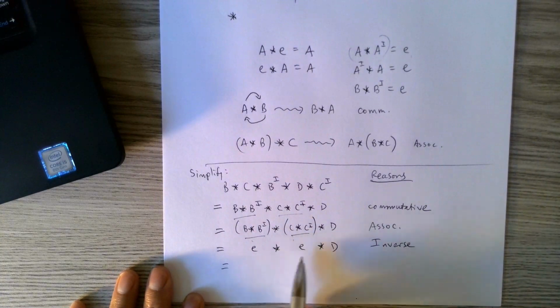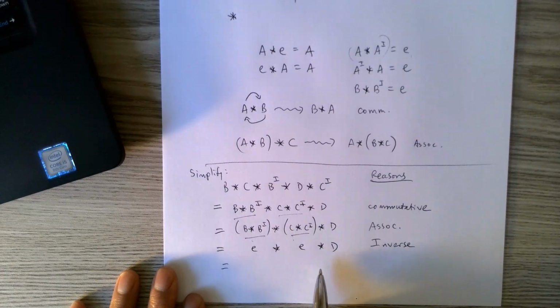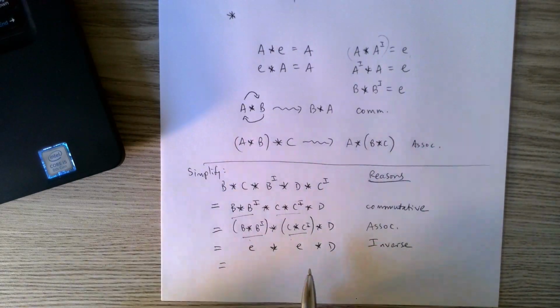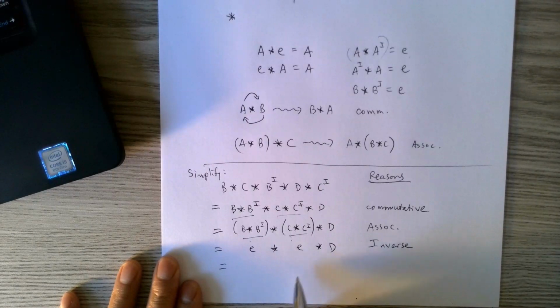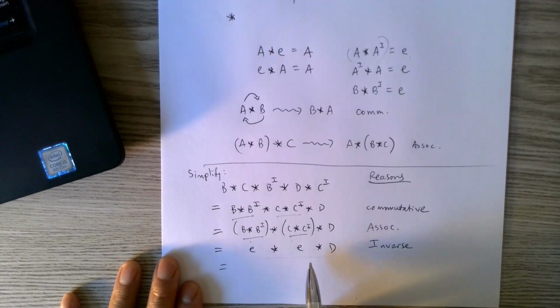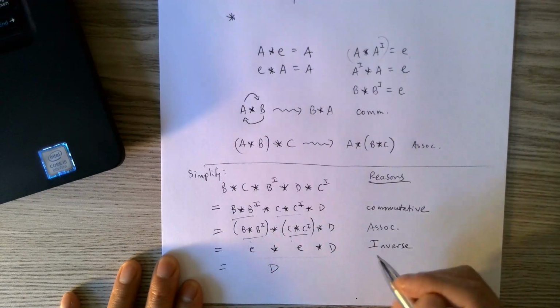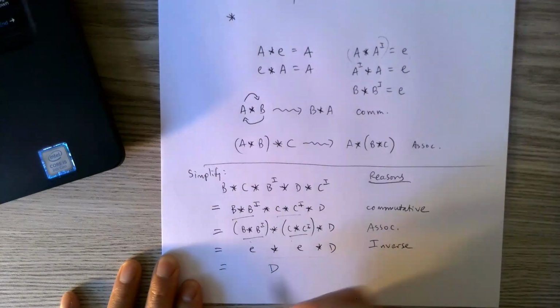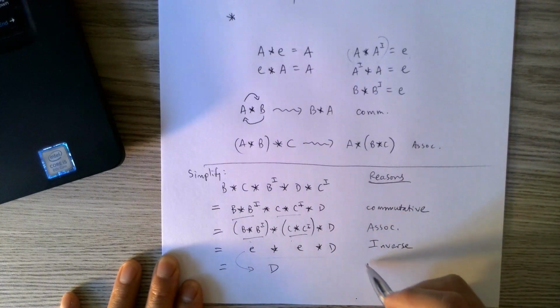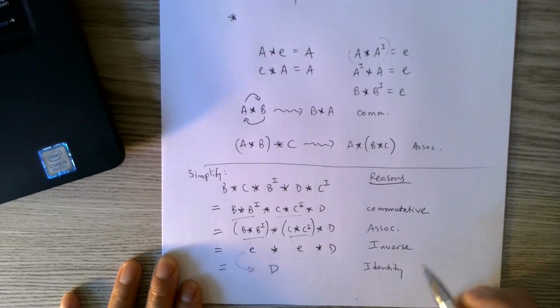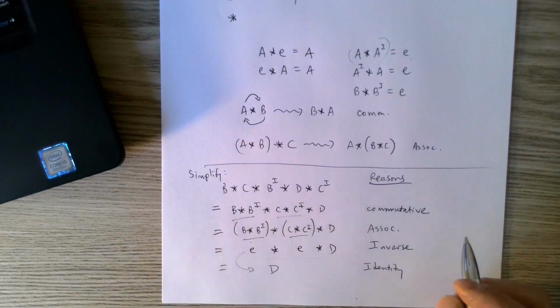Okay, now I want those E's to disappear. I know that anything starred with E is itself, so these E's are eventually going to disappear. So I'm giving you a little leeway here. Technically, the E's should disappear one at a time, one E per step, but I'm going to allow you to get rid of all the E's at once, leaving capital D. So the reason for going from here to here is identity property. Anything starred with the identity element is itself.